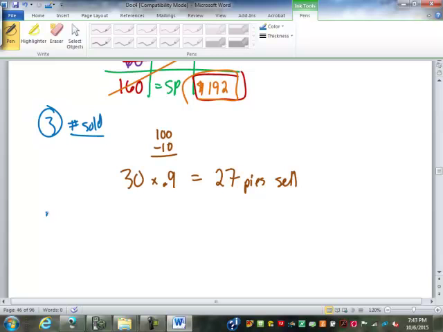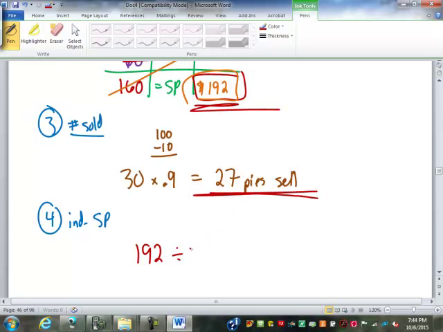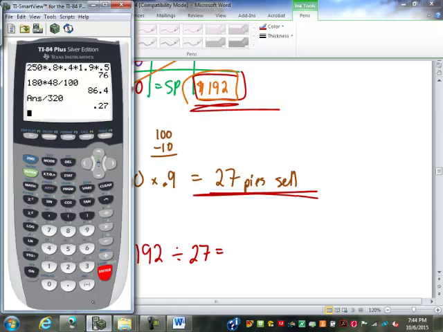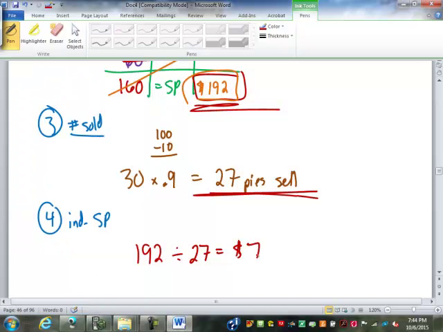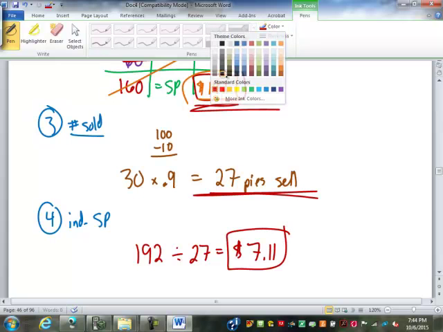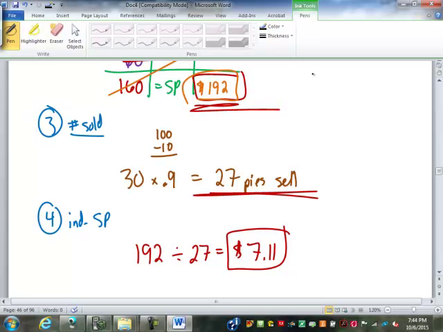So step four, find the individual selling price. So we'll take that $192 that we need for the total selling price, divide it by the 27 that actually sell. $7.11, or whatever you want to round it to, yes. Any questions?